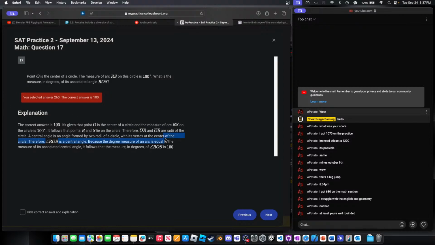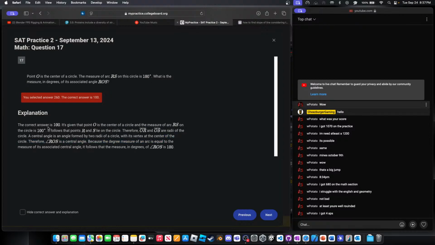Okay, so let's keep going. The correct answer, okay, point O is the center of a circle. The measure of arc RS on this circle is 100 degrees. What is the measure in degrees of the associated angle ROS? Okay, so what were the answer choices? Hide answer and explanation. Where in the world are my answer choices?